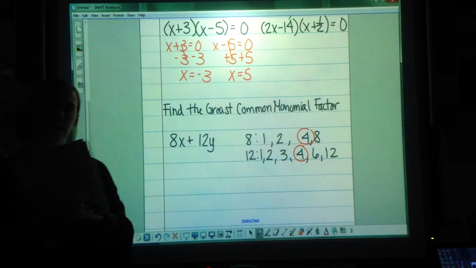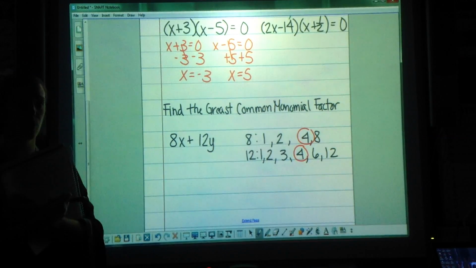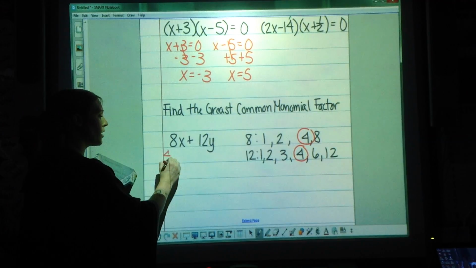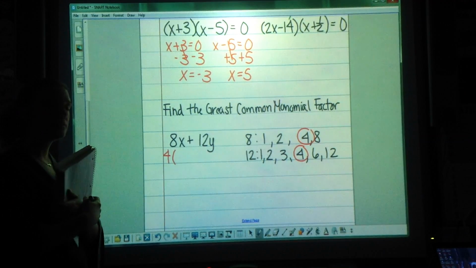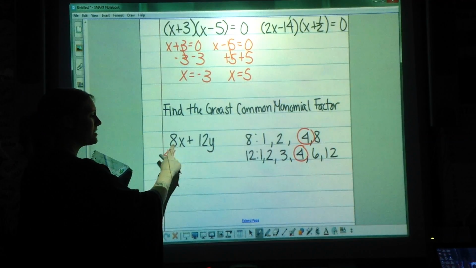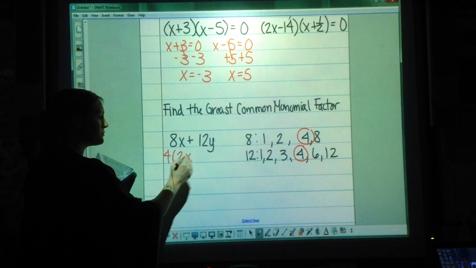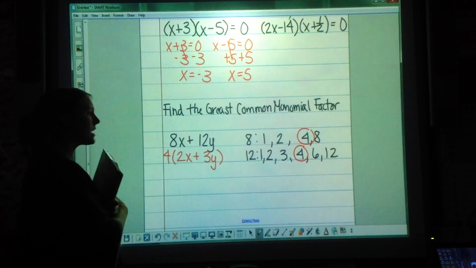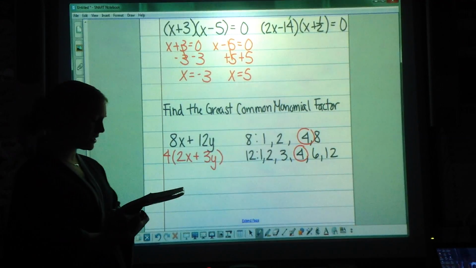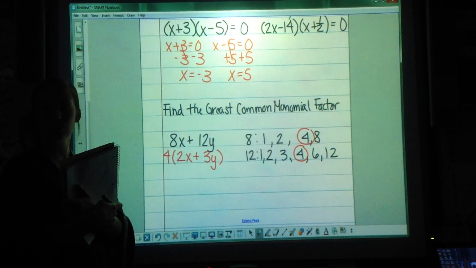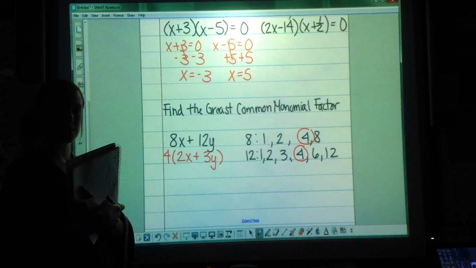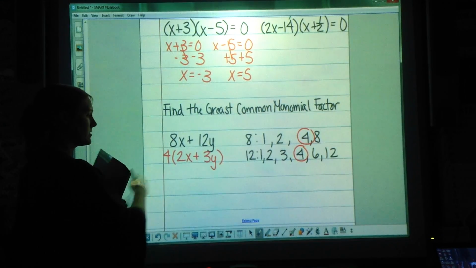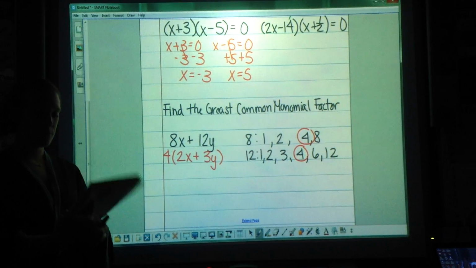Whatever the greatest common factor is, that's what I'm going to pull out of both terms. I'm going to divide both terms by 4. So what I'm going to do is I'm going to put 4 on the outside of a parenthesis and divide both terms. 8x divided by 4 is 2x. 12y divided by 4 is 3y. Now, inside of those parentheses, you do not have a greatest common factor besides 1, but that's not going to change anything. And the variables do not have anything in common. So this would be my answer. I am going to leave that 4 on the outside of the parentheses.